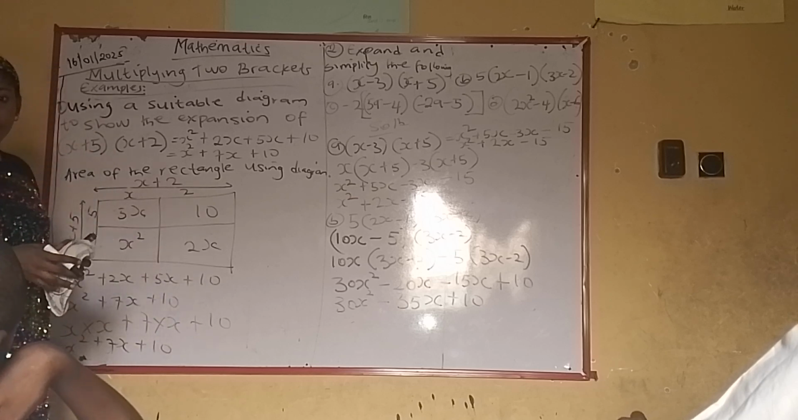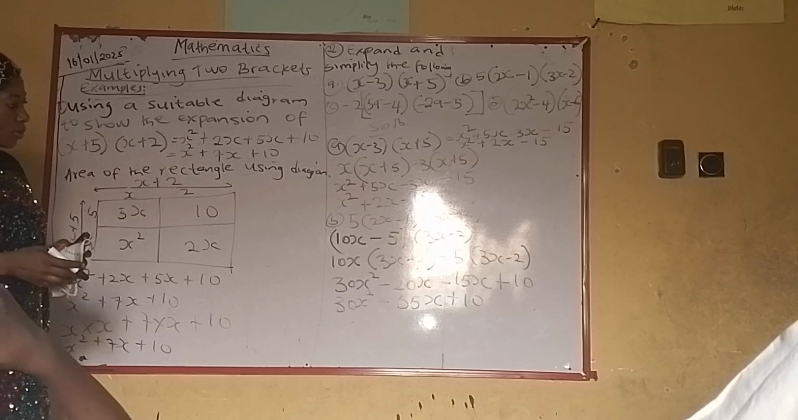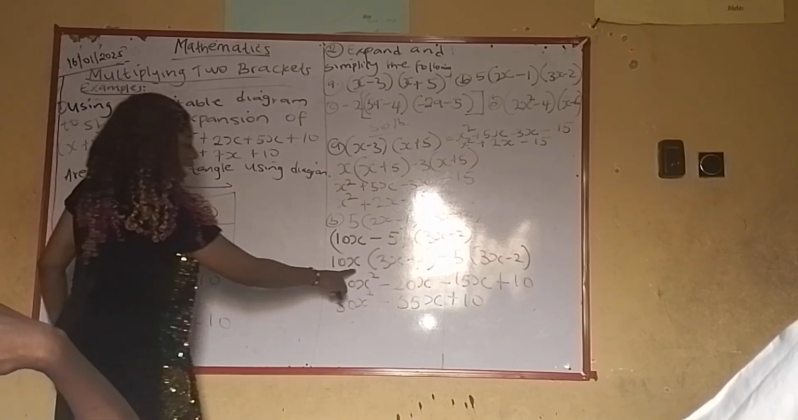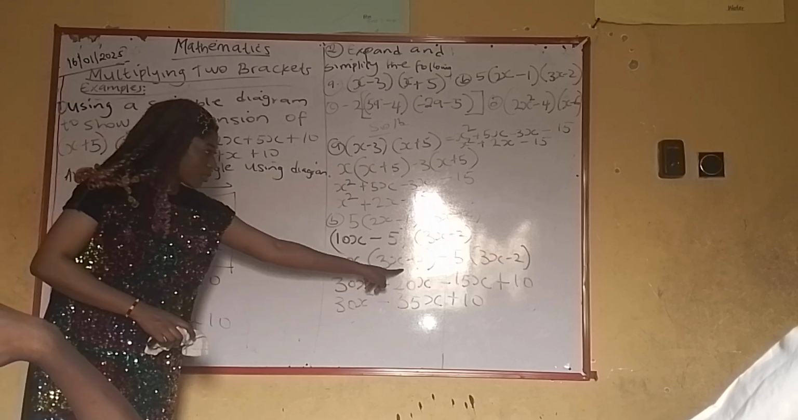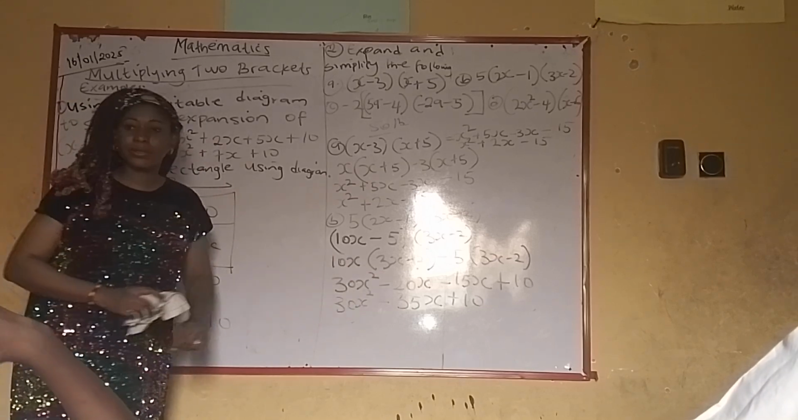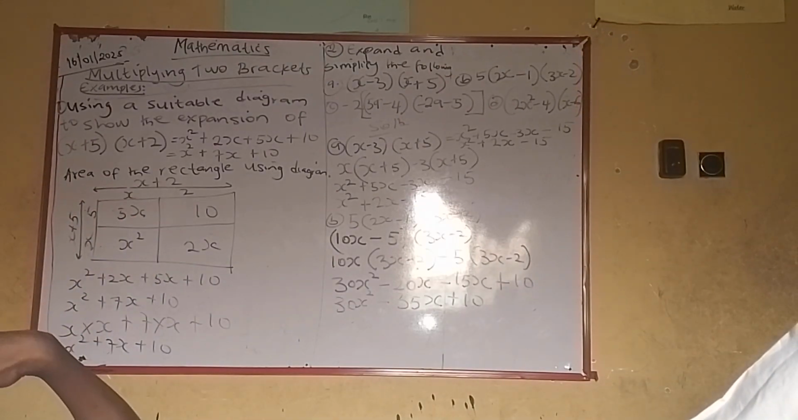Any question? The square is because x times x. x times x, so that becomes squared. Yes, are you good? Okay. So let's move on.